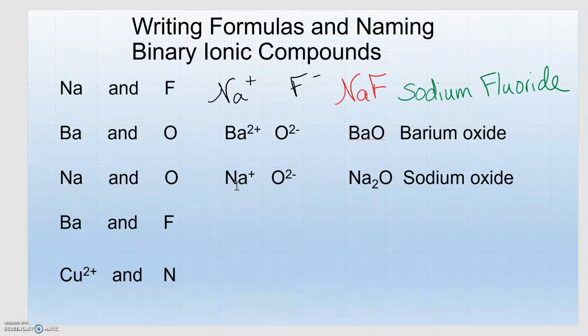But for sodium, we have a +1. We need 2 of them to balance and cancel out that -2. So we have a subscript here that signifies that there's 2 atoms of sodium for every 1 atom of oxygen: sodium oxide.